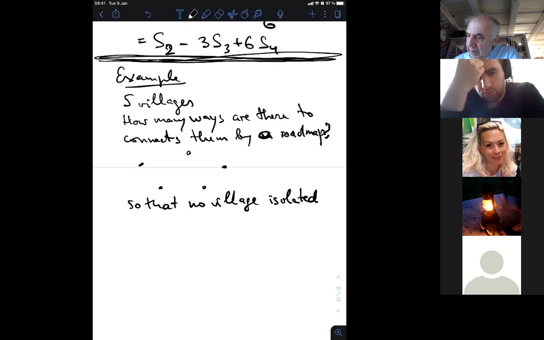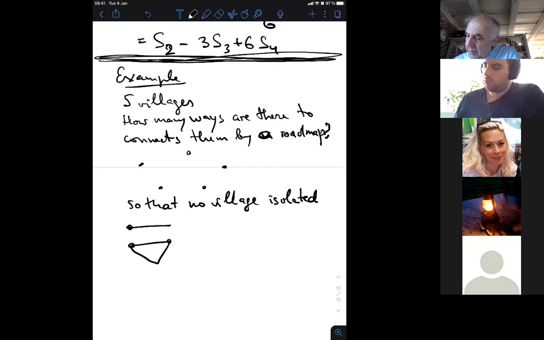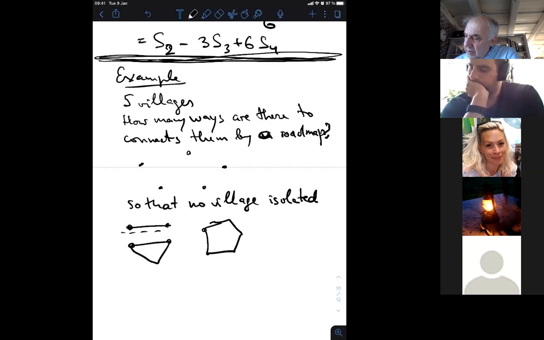For example, this is a good thing: although you cannot go from those two to those three, each village is connected at least to some other village. Or this is a good one. Here you can actually go from any village to any other village. So this is a connected graph.